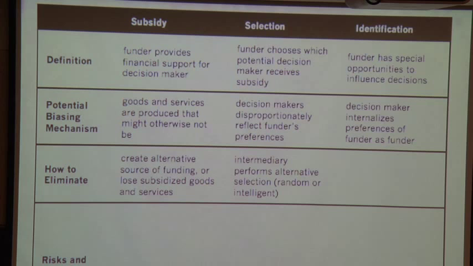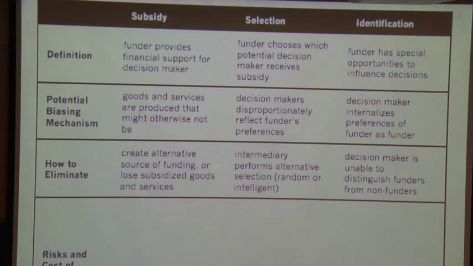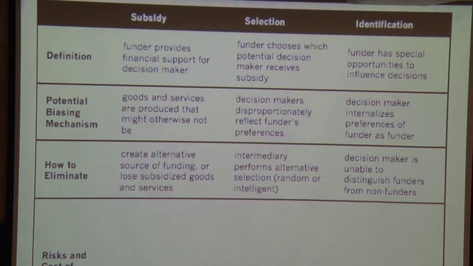You could have an intermediary perform the alternative selection. So rather than giving the selection to somebody who might be affected by the funder bias, give it to somebody who wouldn't be affected by the funder bias. Then the selection is not going to be tainted like that. And with the identification, make the decision maker unable to distinguish funders from non-funders. Make sure the decision maker can't internalize the funder's bias, because the decision maker doesn't know who the funder is or doesn't know how the funder relates to the certain project. So you've shut off that information from the decision maker, and therefore you've avoided the bias.